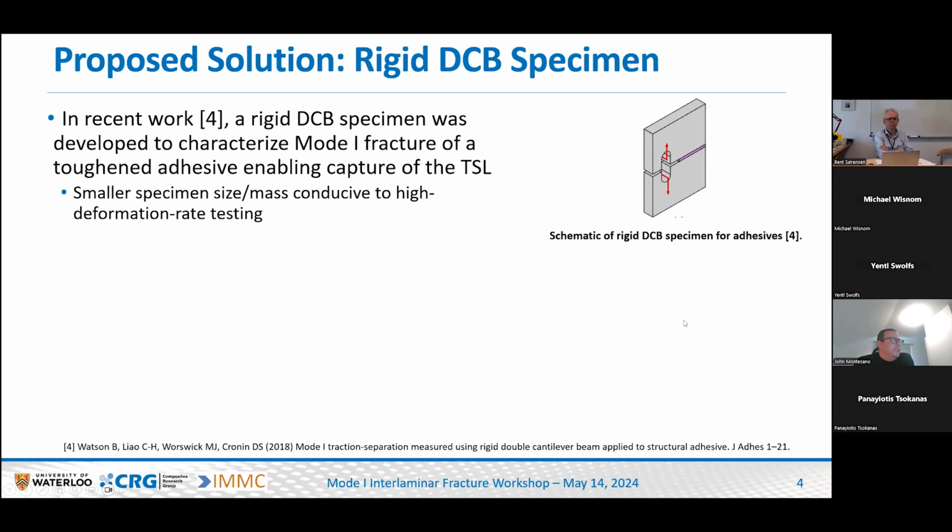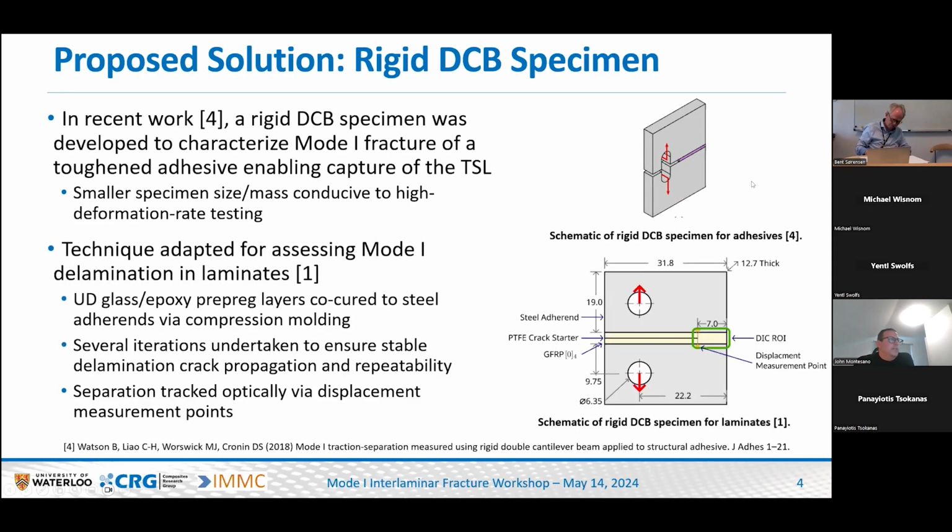And this facilitated two things. So one, the specimen size was actually very small because the motivation for this study, as well as our work, is then to repeat these tests at high deformation rates. So effectively trying to reduce the size of the specimen to eliminate inertial effects, which is quite important for dynamic testing, but also it enabled direct capture of the traction separation law during the test.